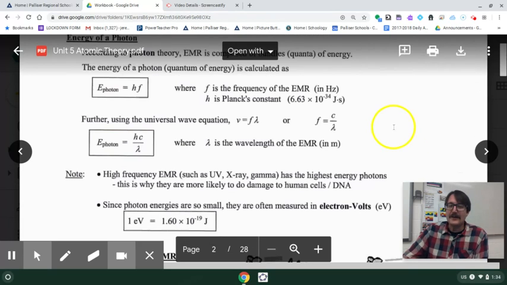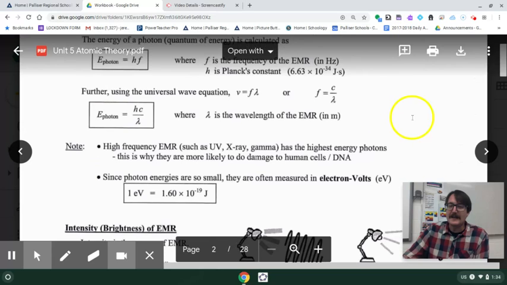Note, high-frequency EMR, such as UV, X-ray, gamma, has the highest energy photons. This is why it is more likely to do damage to human cells or the DNA, the genetic material of the cell. Since the photon energies are so small, they're often measured in a different unit now. It's the electron volt, lowercase e, capital V, equal to 1.60 times 10 to the negative 19 joules, which corresponds with the elementary charge, but it's not a charge, it's an amount of energy.